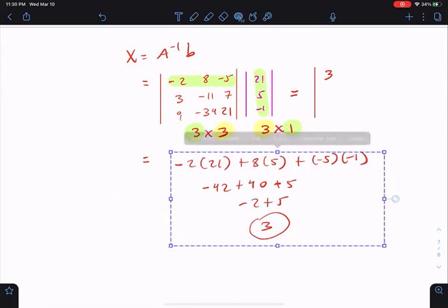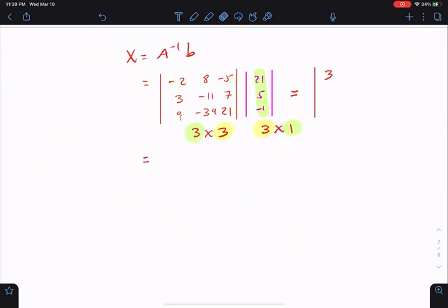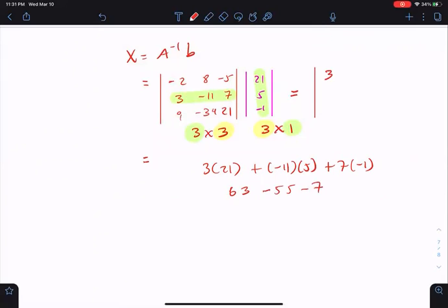So now you need to do the dot product one more time. Now you do row 2 and the only column that you have, right? Row 2, column 1. So this is what? 3 times 21 plus -11 times 5 plus 7 times -1. Compute. So this is what? 63, this is minus 55. This is minus 7. So this is going to be what? Positive 8. Minus 7, that's 1. Right? So that's 1.